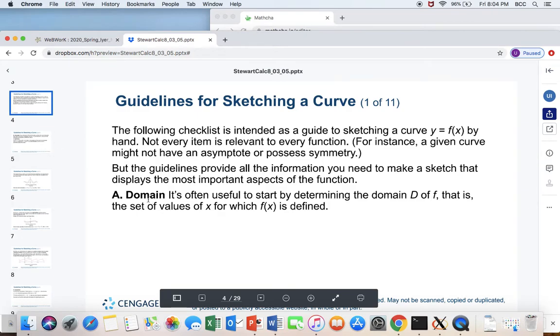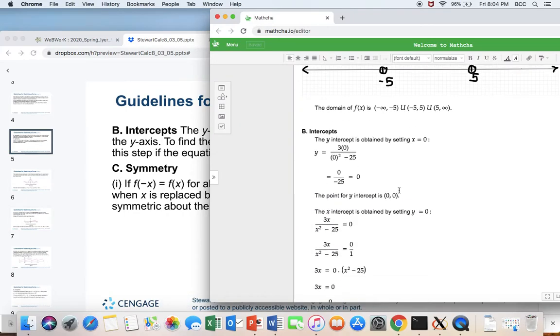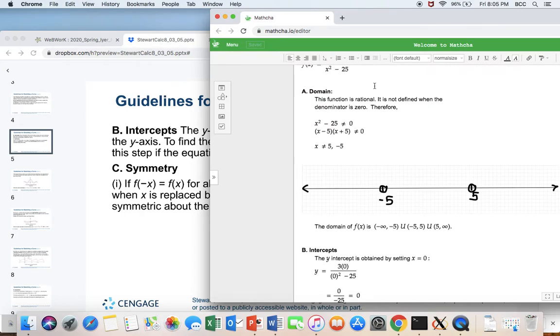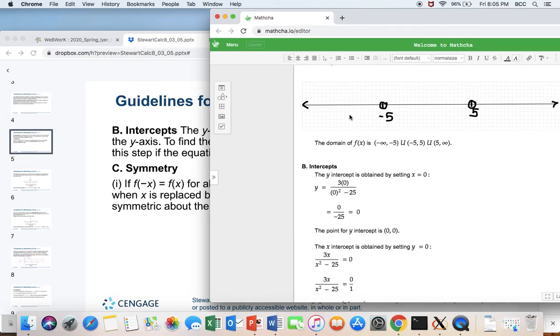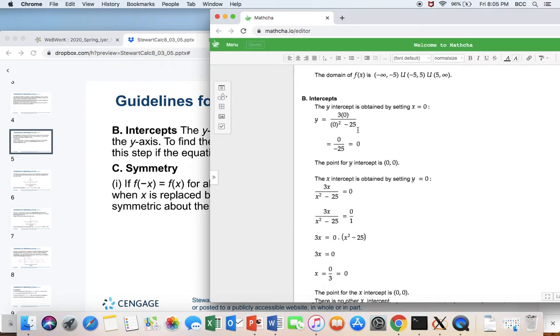The second item in your guideline, intercepts. How do I find the y-intercept? You have to set x equals 0 in your function. Okay, set x equals 0. So what do I get? 3 times 0 above and 0 squared minus 25 below. So that gives me 3 times 0 is 0 above and negative 25 below. Now 0 divided by anything non-zero is 0. All right, so the y coordinate is 0. So x coordinate is 0, y coordinate is 0.